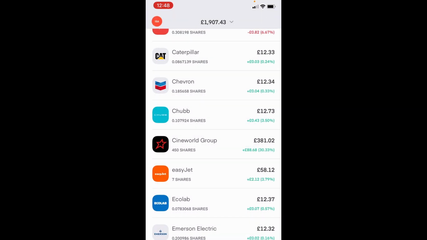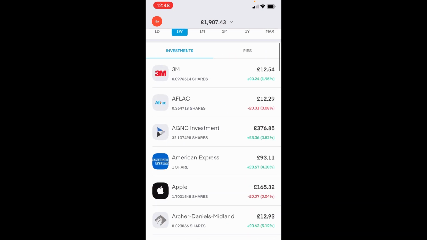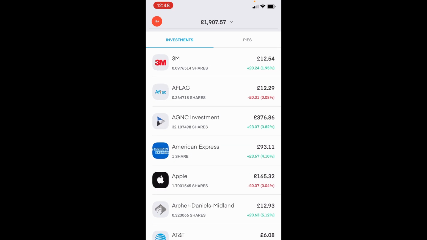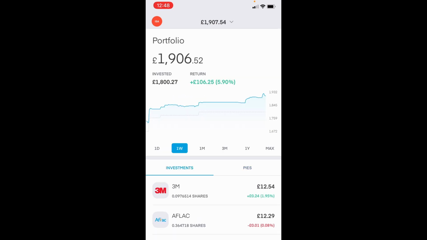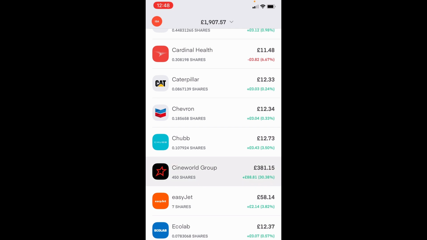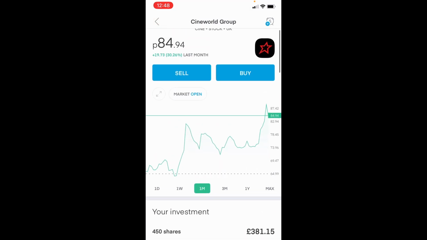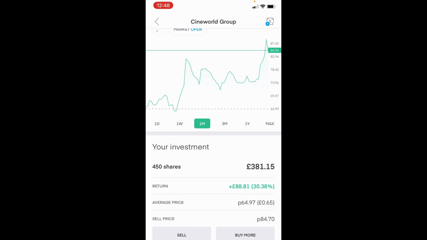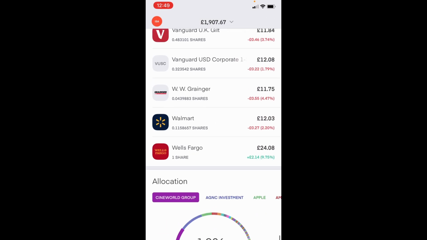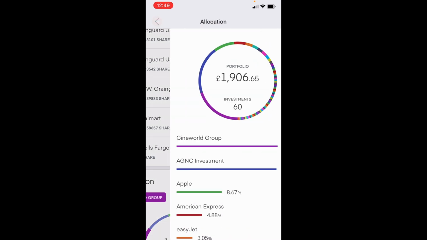So that gives you an idea of the difference between, say, 3M, where I've put money in through the pie, and then Cineworld, where I've put money in individually. And you can see the amounts there differ. Even though in the pie the overall is about £600, obviously a small percentage of that is given to 3M, as opposed to half the amount, which is the cost, if you like. So the 450 shares are currently worth 381. I obviously haven't paid that for it because it's up £88. That's obviously a significant increase, but in percentage terms that's quite heavily weighted on the portfolio. If you look at the bottom here, Cineworld Group is actually one of the biggest holdings that I've got.